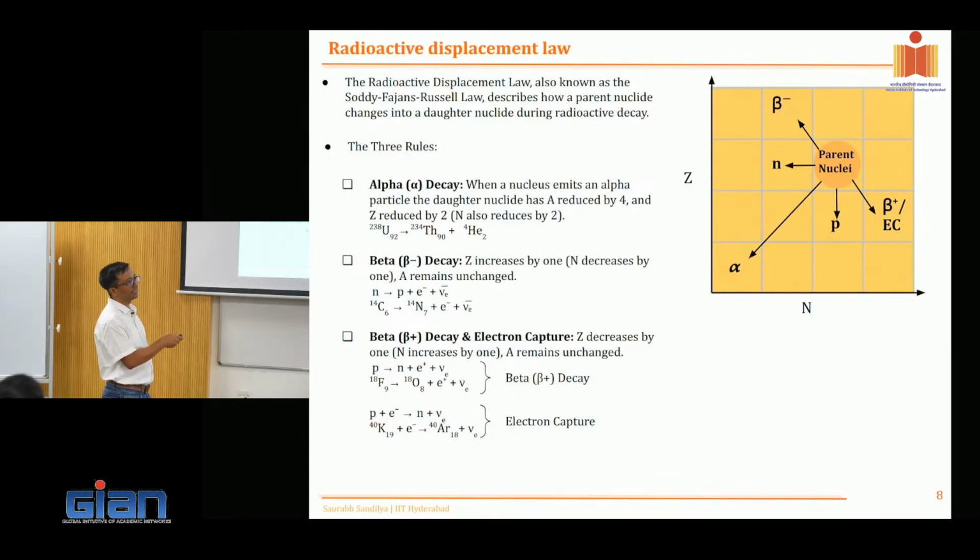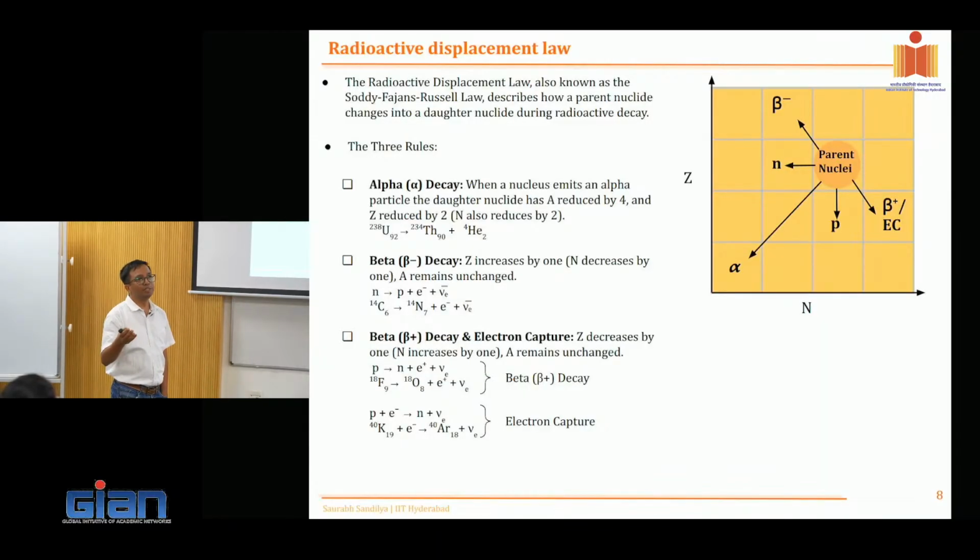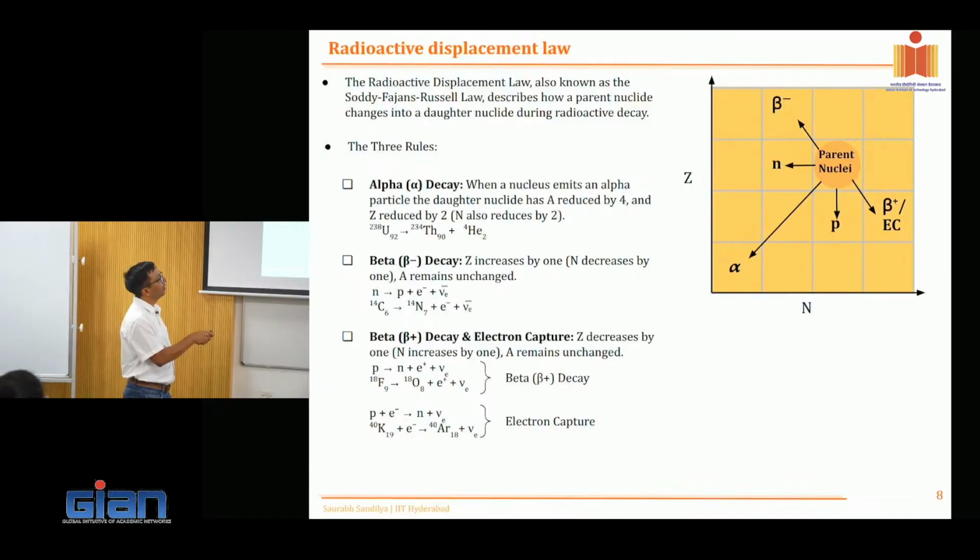So this is Z versus N. The proton number changes by 2, the neutron number changes by 2. As simple as that. So if the parent nuclei is here and goes through alpha decay, it comes here. Now you can write it down. In alpha decay, Z reduces by 2, N reduces by 2.